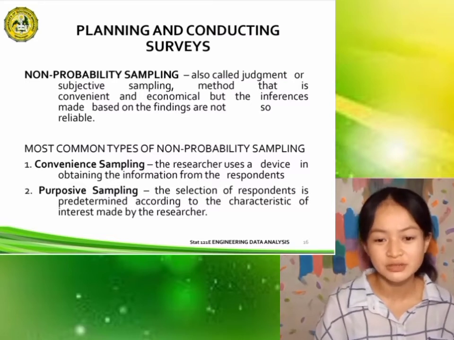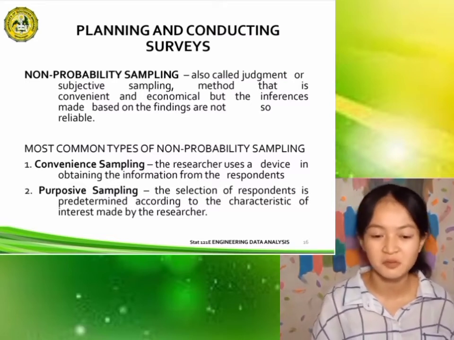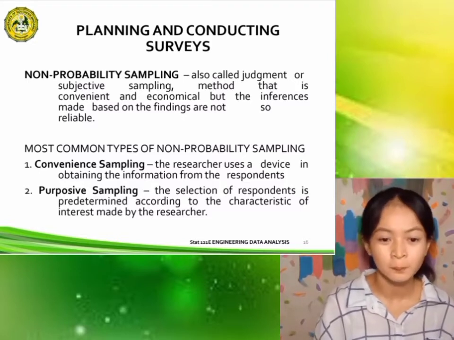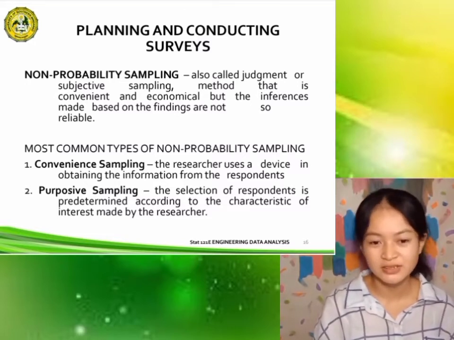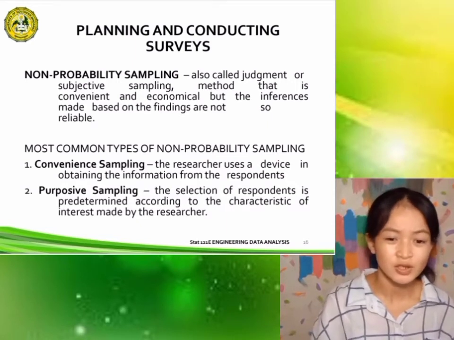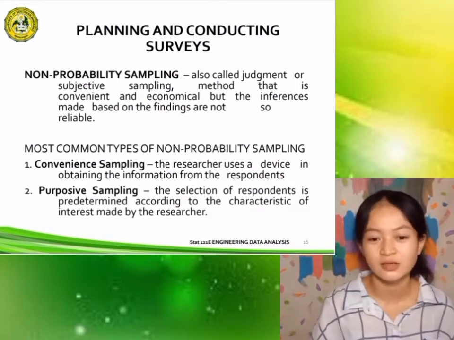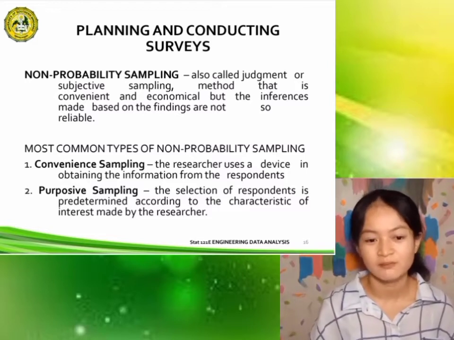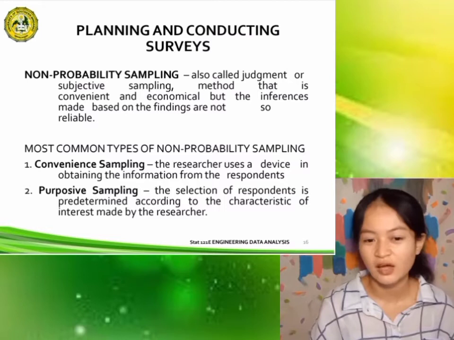The researcher uses a device in obtaining the information from the respondents, which favors the researcher but can cause bias to the respondents. Example, you are researching opinions about the student support services in your university. So after each of your classes, you ask your fellow students to complete a survey on a topic. This is a convenient way to gather data.